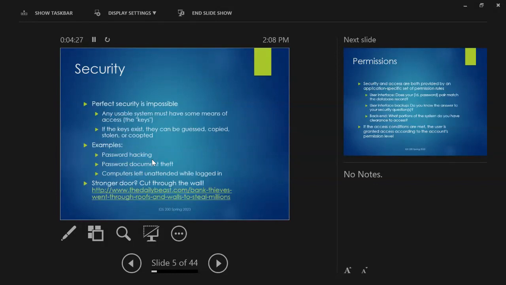Now, we'll start from the perspective that perfect security is impossible. You cannot have perfect security. The reason is, if you have a system and you want people to use it, there has to be some mechanism for people to get into the system, right? There have to be some keys. Well, if keys exist, they could be guessed. Somebody could say, I'm going to guess somebody's password. You could make a copy of them. This was a fairly standard thing.